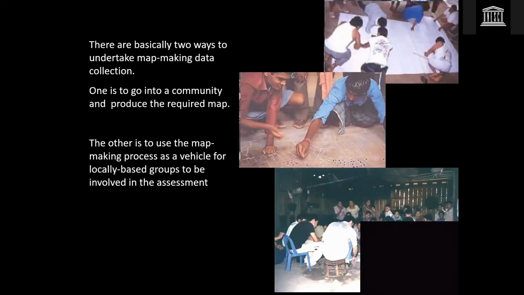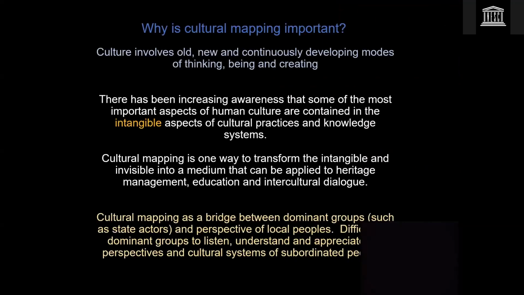It is often useful to go to the community. It can be two ways. One, to go and find out what their layers of knowledge are and to produce it into a map, or to produce a map with the existing information and to see how the community can add to our understanding of the processes on heritage and the use of it. Why is this cultural mapping important? It involves old, new, continuously developing modes of thinking, being, and creating. In particular, we now understand that intangible aspects of heritage, which often is held by the community, is an important aspect of heritage and its preservation.